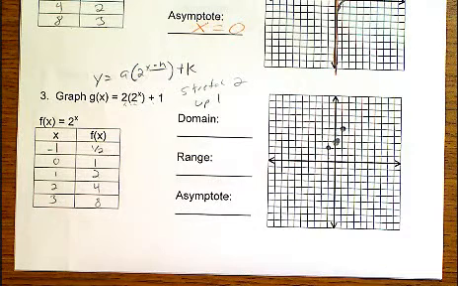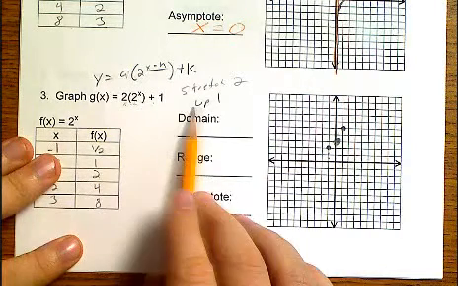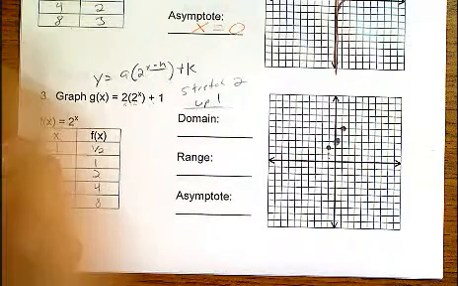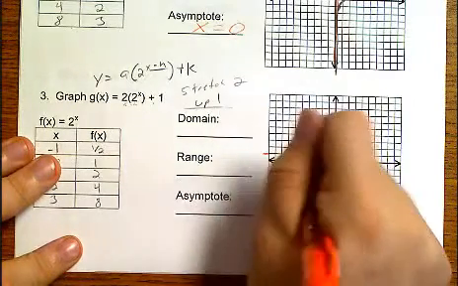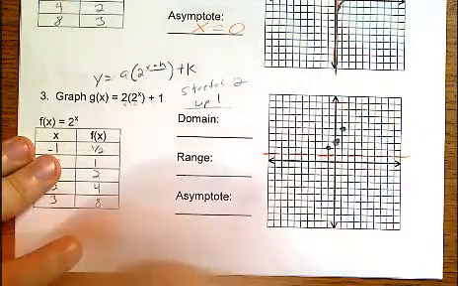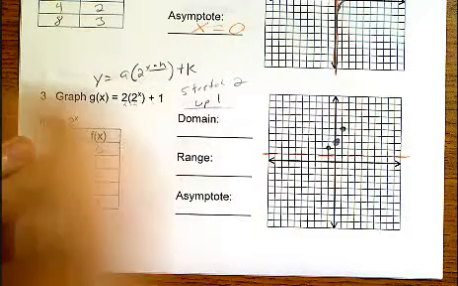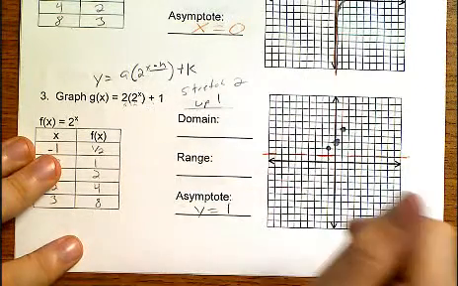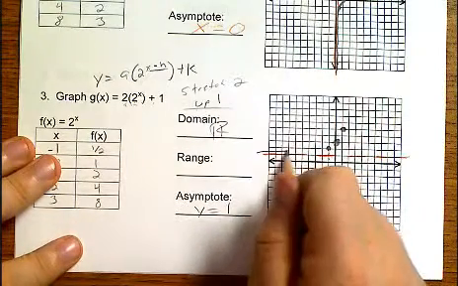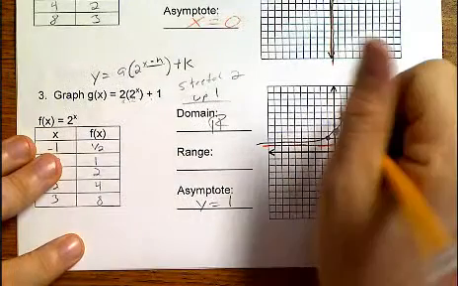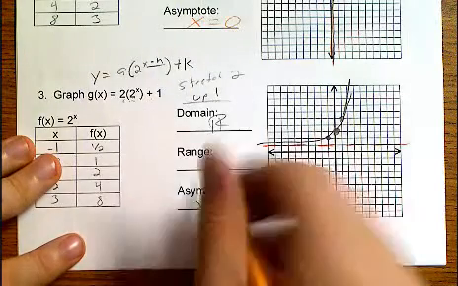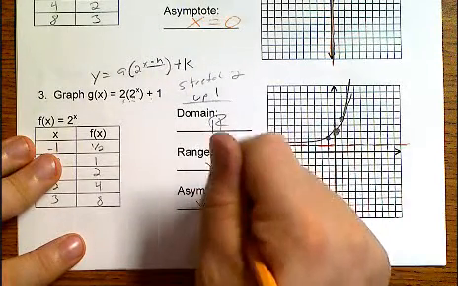Now we have to figure out our asymptote. Well, our asymptote moved up by 1. So our asymptote is no longer at 0. Our asymptote is at 1. So y equals 1. So our domain is all real numbers, because we hug this, swoop up and get very steep very quickly. And our range is that y has to be greater than 1.